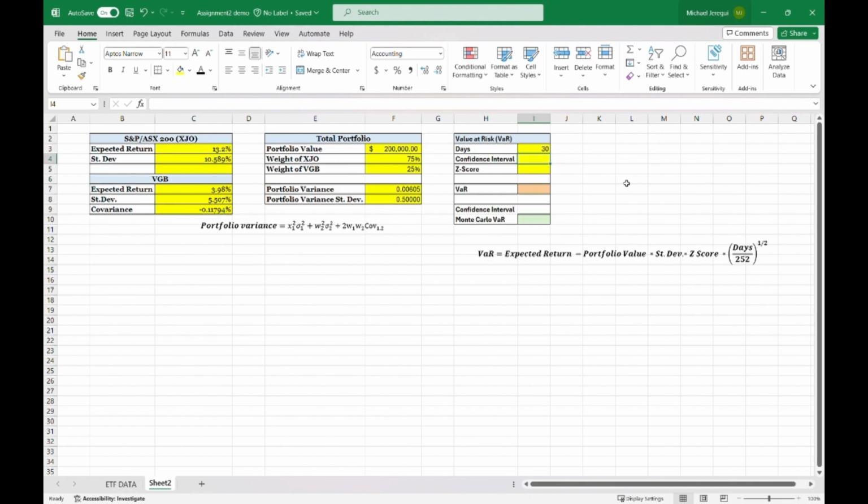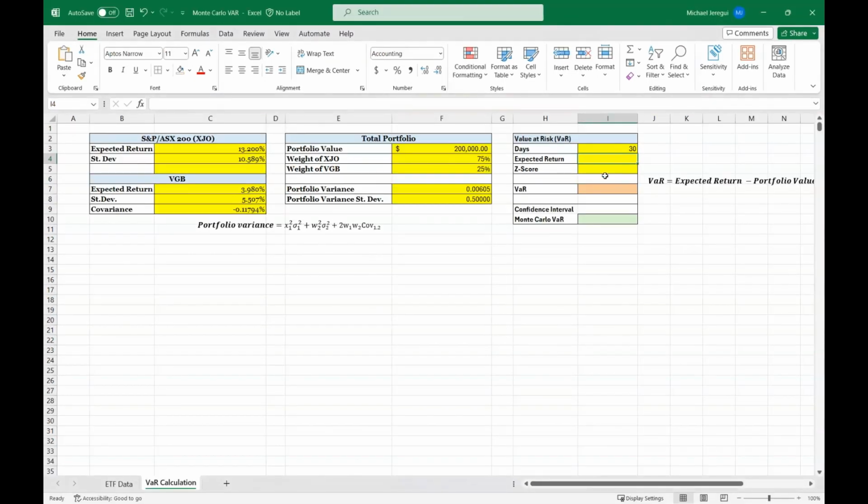To calculate the value at risk, we first need to calculate the expected return. To find this, we first select the total value of the portfolio, which is 200,000, times, and then putting in brackets the expected return for the ASX 200, times the weight of the ASX 200, then closing the brackets, then plus the expected return for VGB, which is 3.98%, times the weight of VGB, which is 25%, times the days of the trading period, which is 30 days, over the total amount of trading days, which is 252 trading days.